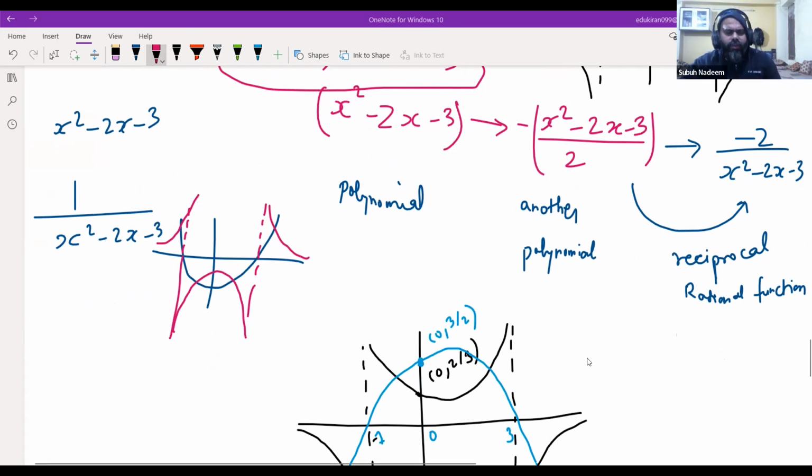Yeah, you can draw this one graph. This includes both of them, the changed polynomial and the reciprocal one. So now you are getting some idea.